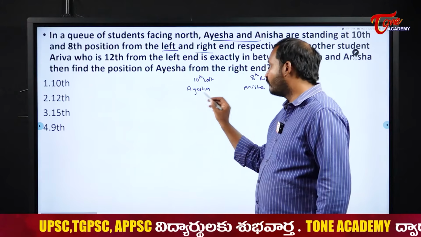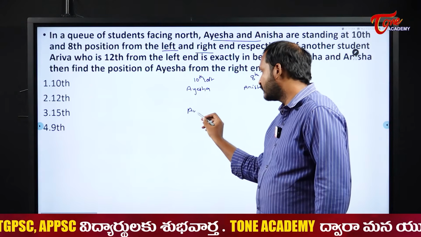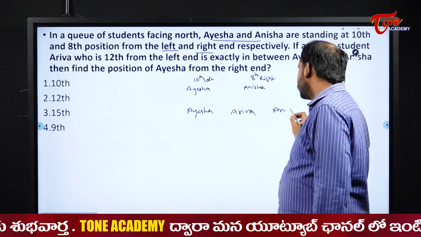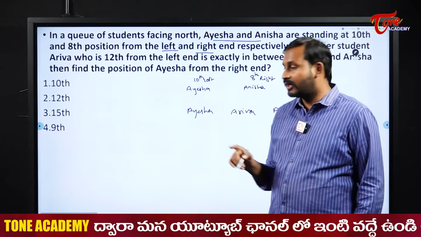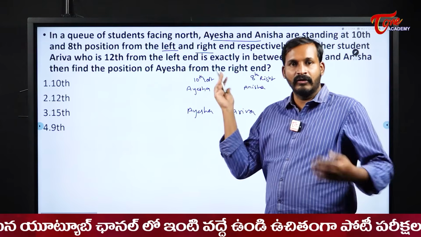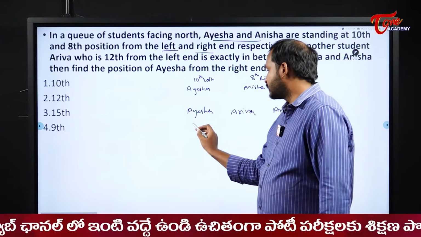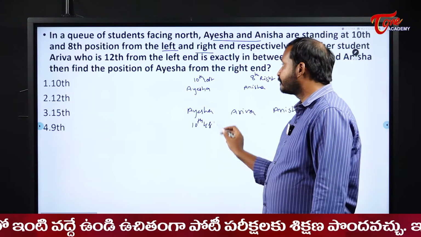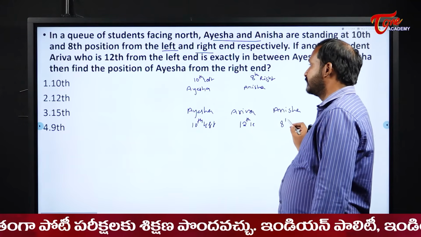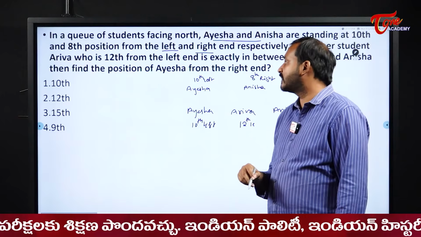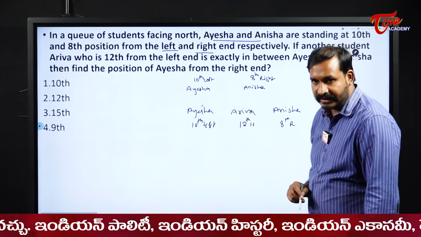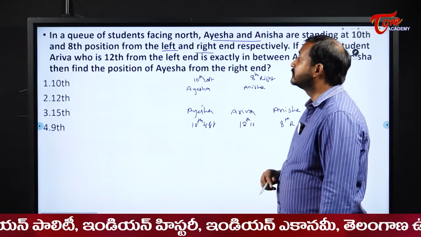Here, right? And obviously their positions are Ayesha, Arriva and Anisha. This is the only possibility, right? Why? Because Arriva is sitting between. There is no chance that Anisha is going to the other side. Overlapping case is not possible here. This is 10th from left. This is 12th from left. And this is 8th from right. They are asking us what is the position of Ayesha from the right end.